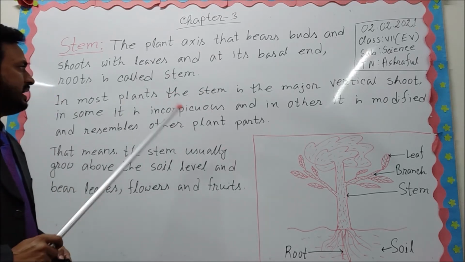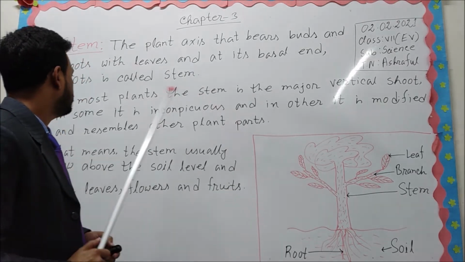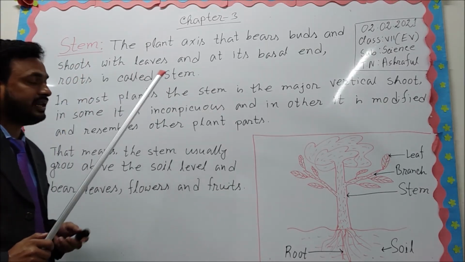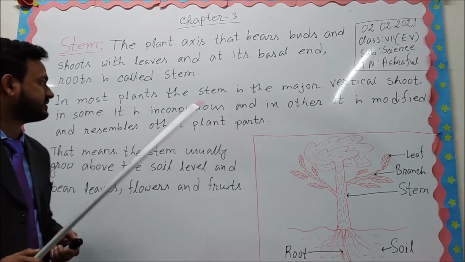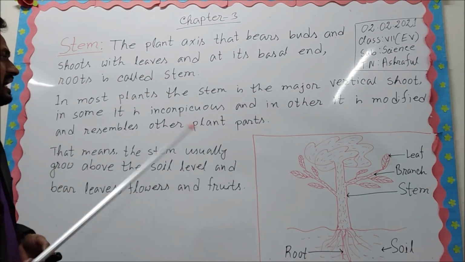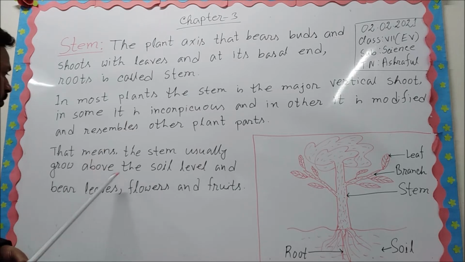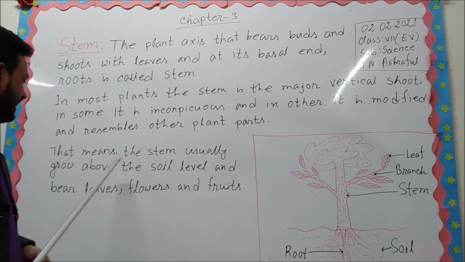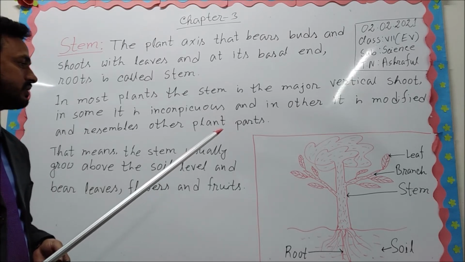So in most plants, the stem is the major vertical shoot. In some, it is inconspicuous, and in others, it is modified and resembles other plant parts. That means the stem usually grows above the soil level and bears leaves, flowers, and fruits.